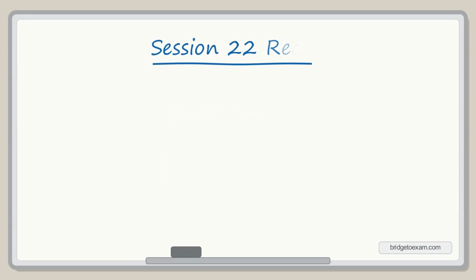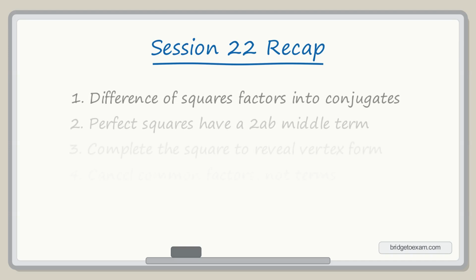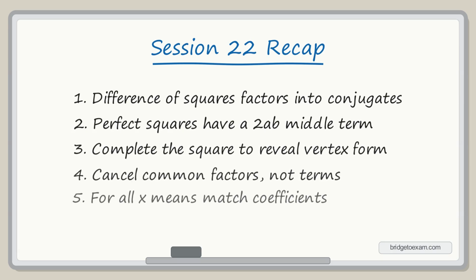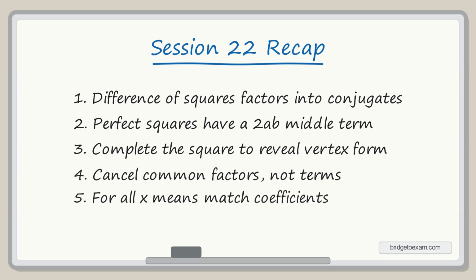Session 22 recap. Difference of squares factors into conjugates. Perfect squares have a 2ab middle term. Completing the square reveals vertex form. Rational expressions cancel factors. And for all x means match coefficients.